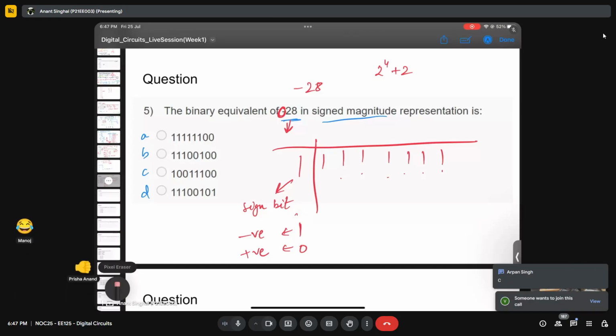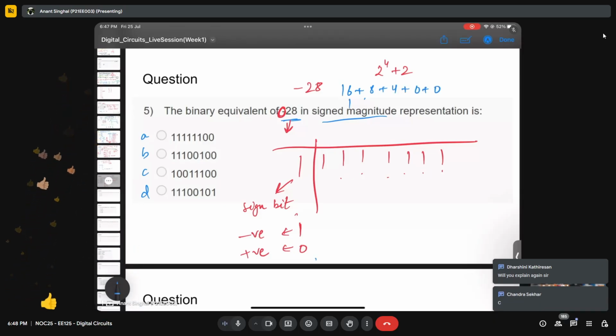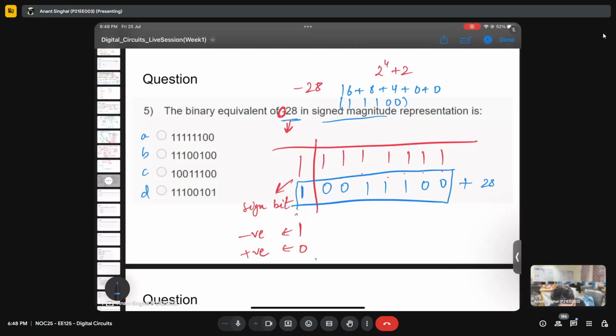All of the options have 1, so there's no point in checking that. Now I need to write 28. As I can see, it's 16 plus 8, that's 24, plus 4, which is 28, then 0 plus 0. So I can write this as 1, 1, 1, 0, 0. This is plus 28. And if I make the sign bit 1, this will be -28. So the answer would be 1 as the sign bit, then 0, 0, 1, 1, 1, 0, 0, and this is 28. Is there any option like that? Yes, so the answer would be option C. Is it clear?